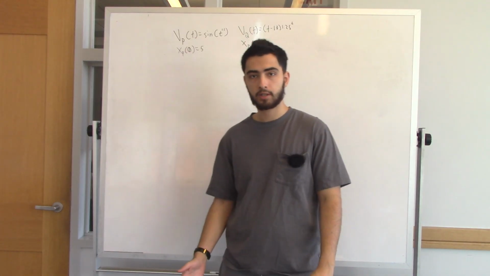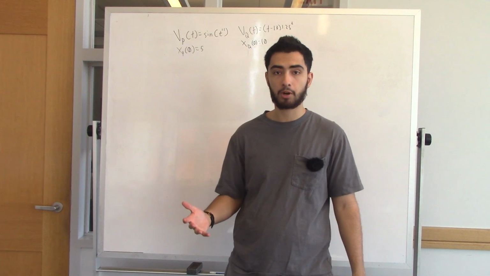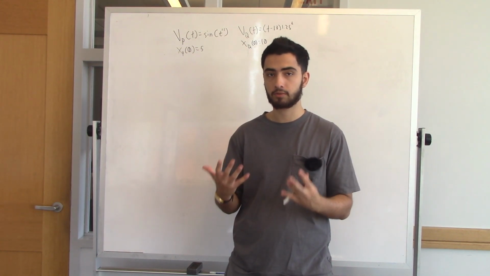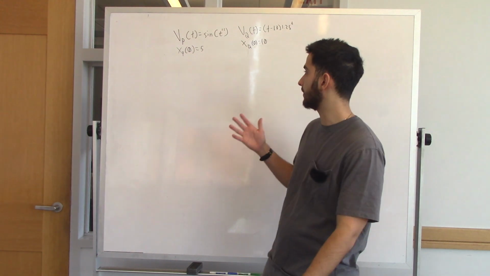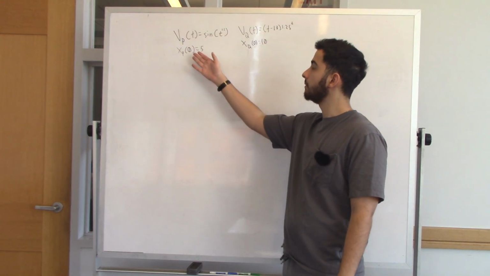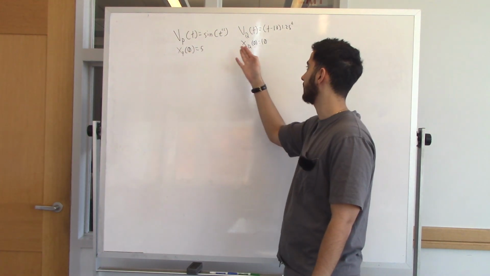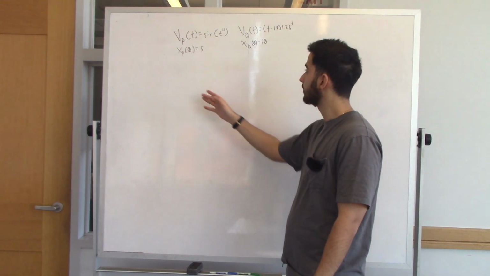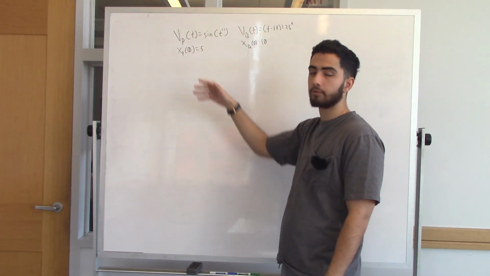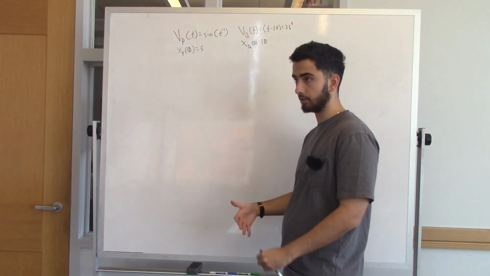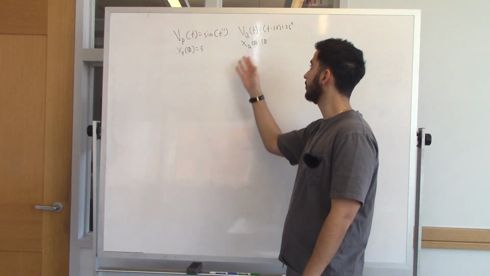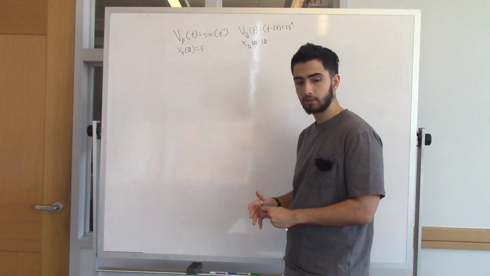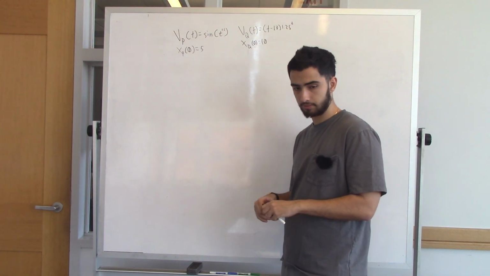Alright, now for the second FRQ, we're told that there's two particles, P and Q, and we're given their velocities as a function of time, and we're also told that at t equals 0, particle P is at 5 and particle Q is at 10. Now just a quick note on notation here. X of P refers to the position of particle P. V of Q refers to the velocity of particle Q. Alright? The subscript is just which particle it is.